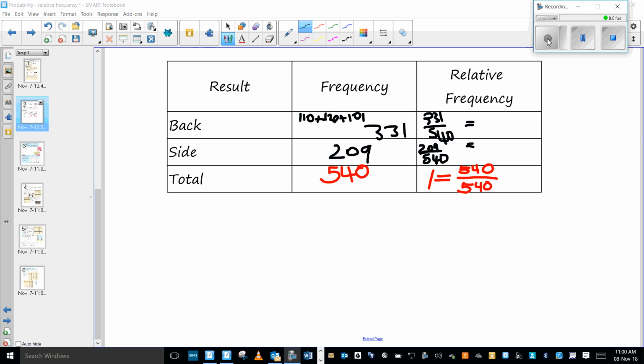0.61 recurring. All right, we'll just do roughly 0.61.